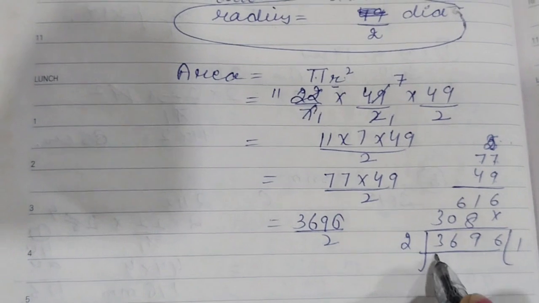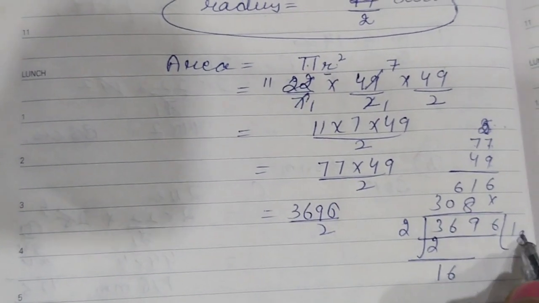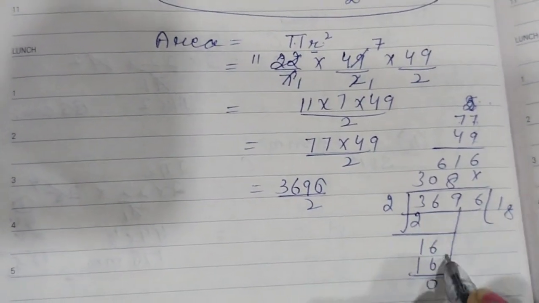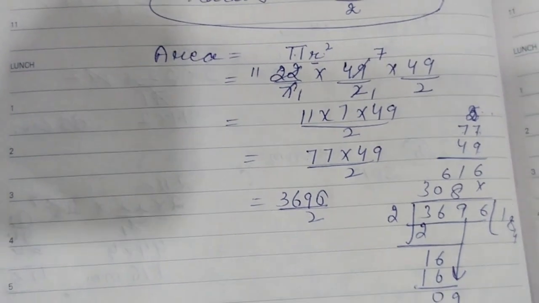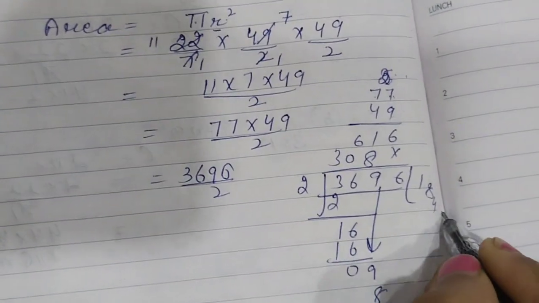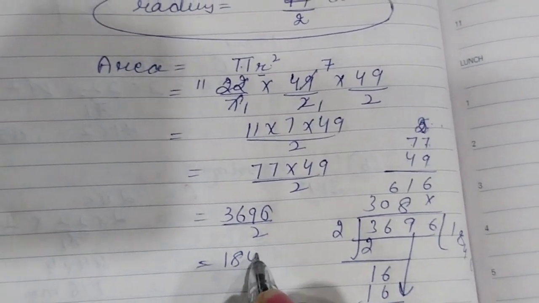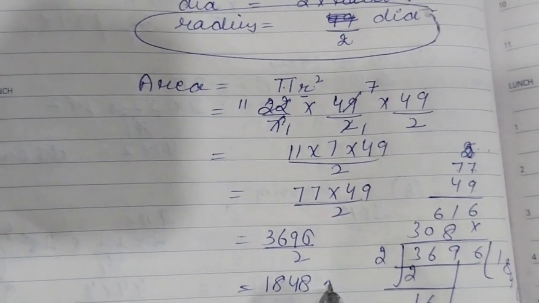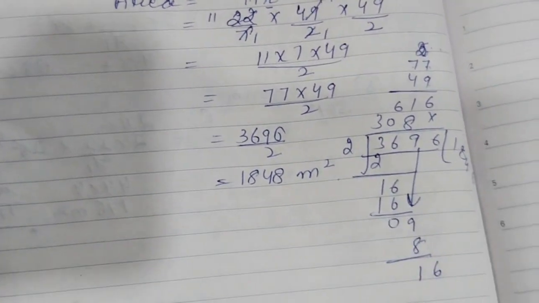2 ones are 2, 16. 8 twos are 16, 9. 4 twos are 8, 8. 1848 meter square.